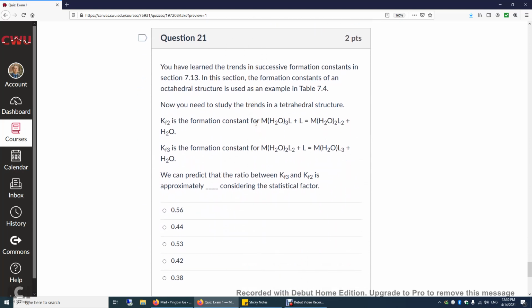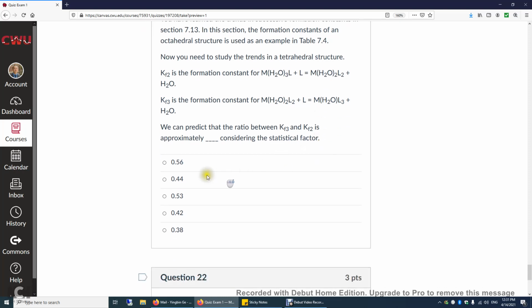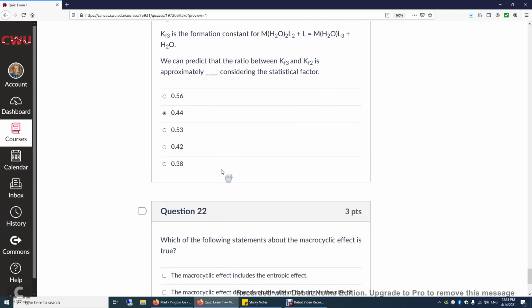Question 21. It's actually very similar to question 20. Same analysis, just different numbers. Over here, you're looking at this KF2. The statistical factor is 3/2. Over here, the statistical factor is 2/3. That's why it's different. This L can replace one of the 2 aqua ligands here. This water can replace one of the 3 L ligands there. So over here this is 3/2, this is 2/3. Then you take the ratio between 2/3 and 3/2. Do the math, you get 4/9. 4/9 is 0.44.